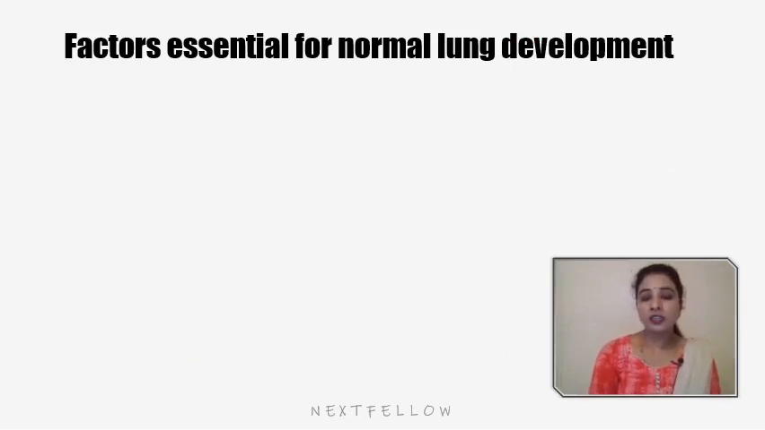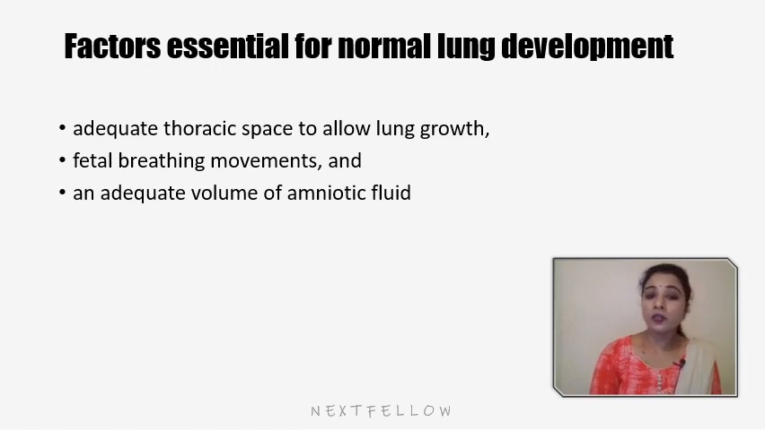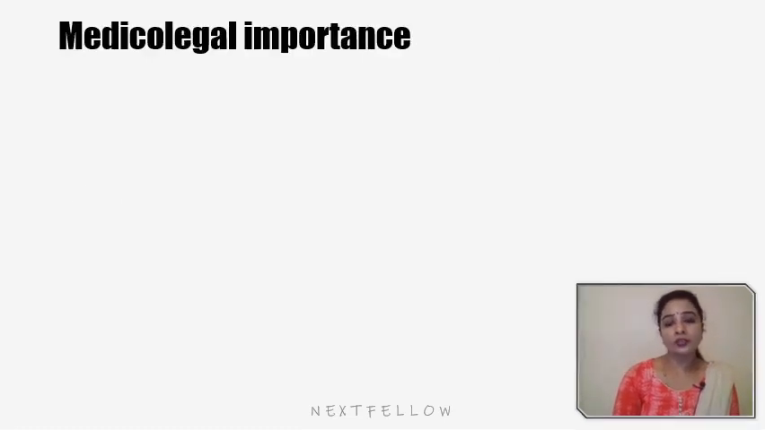Factors essential for normal lung development. There are three important factors essential for normal lung development: adequate thoracic space to allow lung growth and fetal breathing movements. Next is adequate volume of the amniotic fluid. So those are the three important factors.